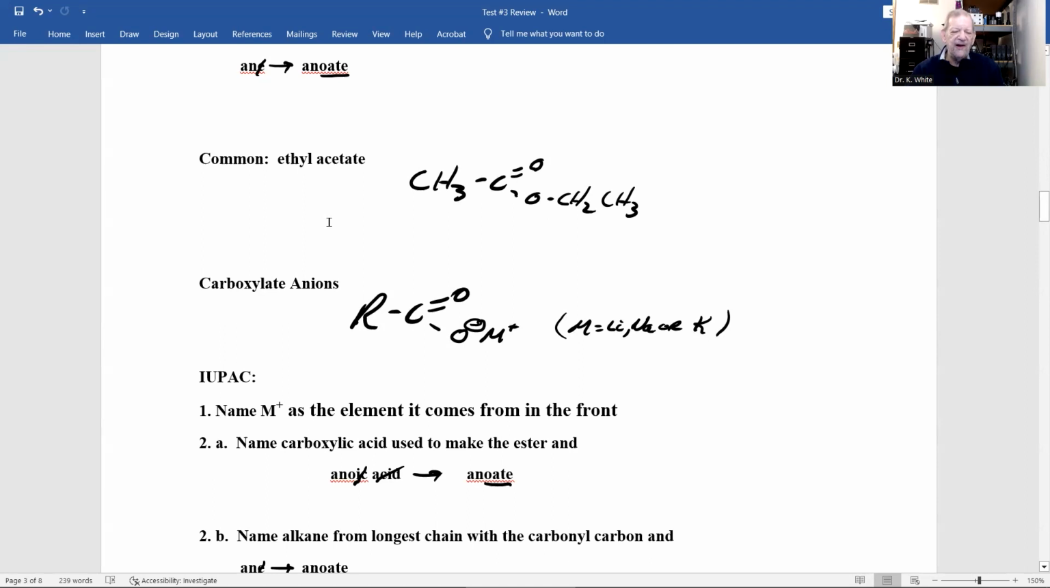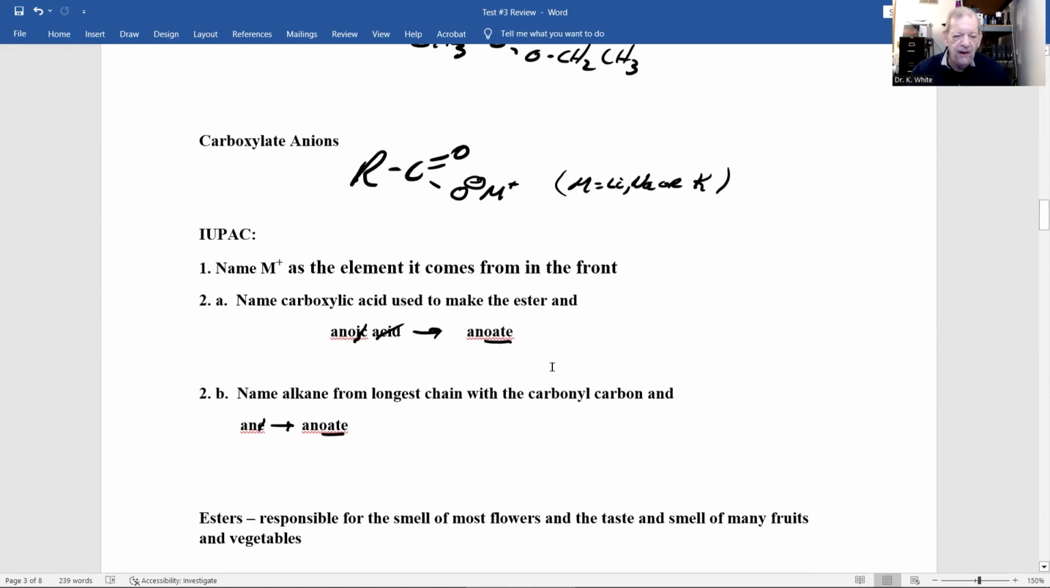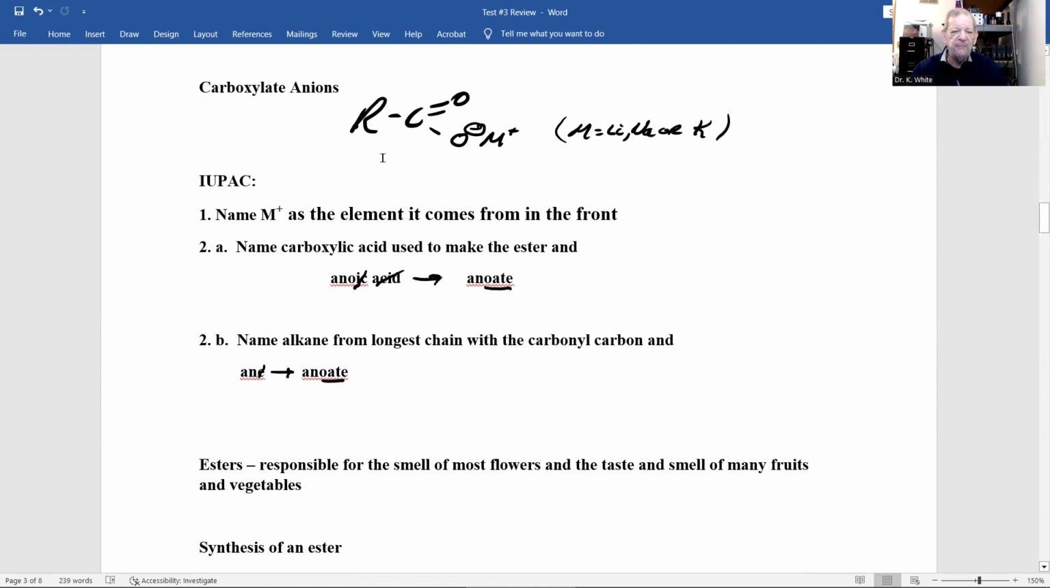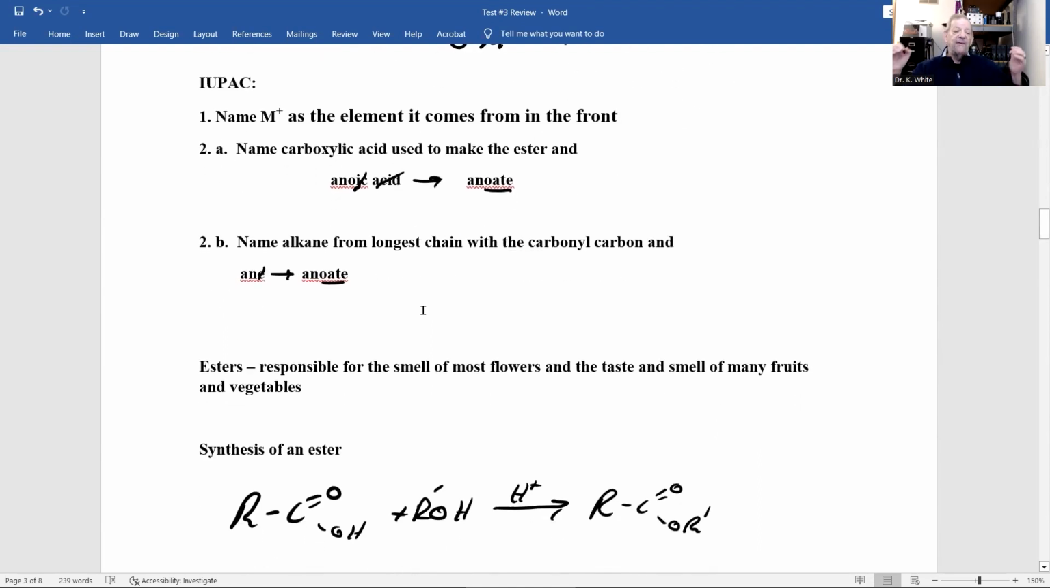Now, while we're talking about esters, let's talk about the nomenclature of carboxylate anions, which is this structure right here. And here, how do you name them? Well, it's about the same as an ester, but there's a slight difference. The M plus you name as the element it comes from. So if M plus is Li plus, that's lithium, so that'd be in the front, or sodium, or K, potassium. And the rest of it, this part right here, you name just like you did in ester, either 2A or B2.